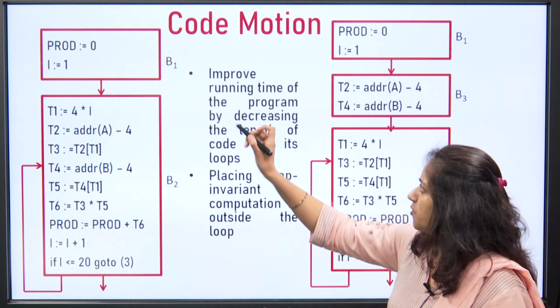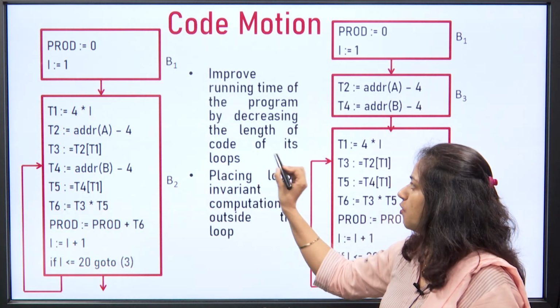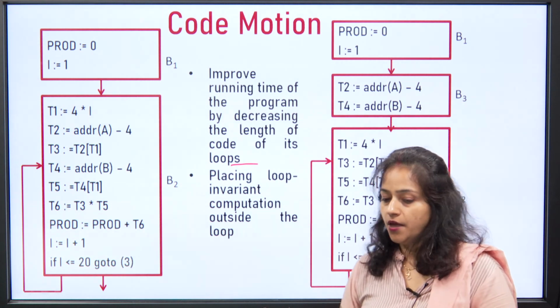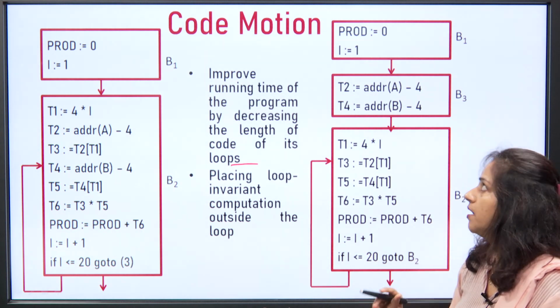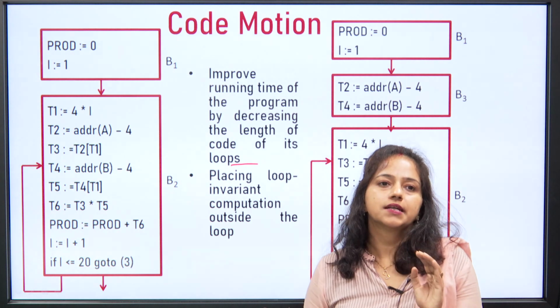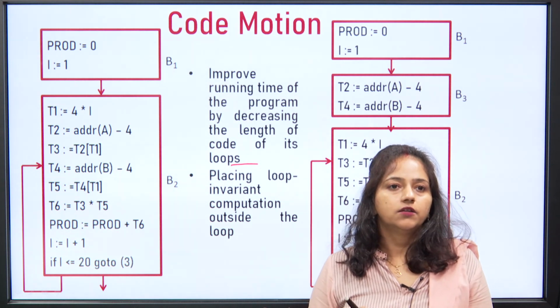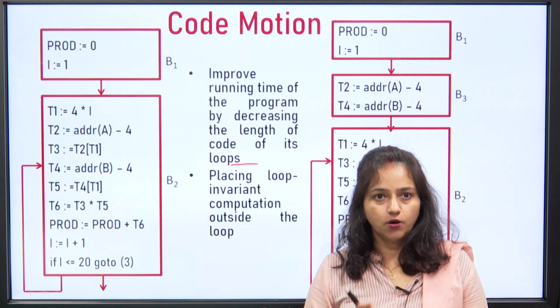Now, we will discuss techniques like code motion. It is used to improve the running time of the program by decreasing the length of code in its loops. So, place loop invariant computation outside the loop. Code motion means inside the loop there could be certain statements that can be kept outside the loop. So, we will move that code outside the loop.